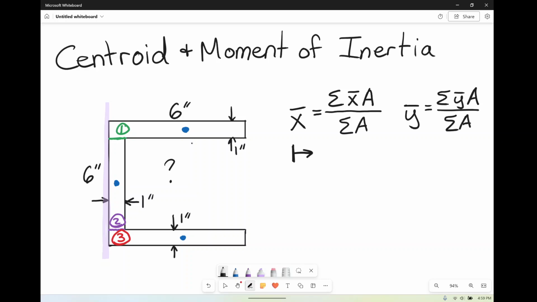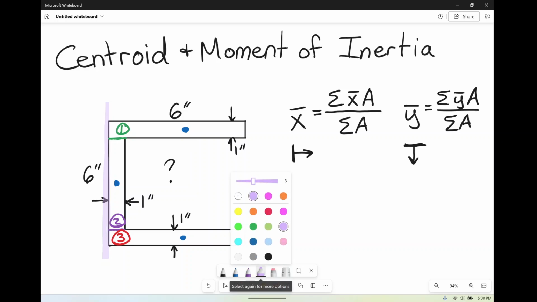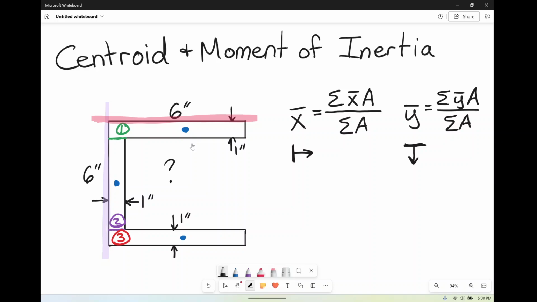Again, this time we have to pick a new direction for y. It really doesn't matter up or down. Pick one and stick with it, and do make a note of it to yourself. We're going to go down for this one because why not? We're going to be measuring our y distance off of this top face here. All you're going to do is find the vertical distance down from that top line to your blue dot for each individual shape, multiply it by its area, and then divide by the sum of all of the areas. So it's really not too complex.